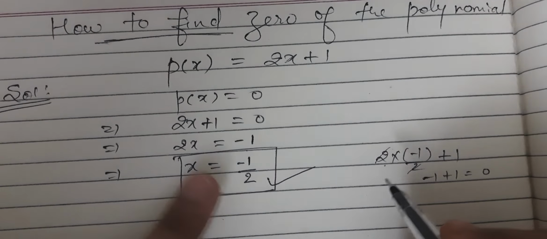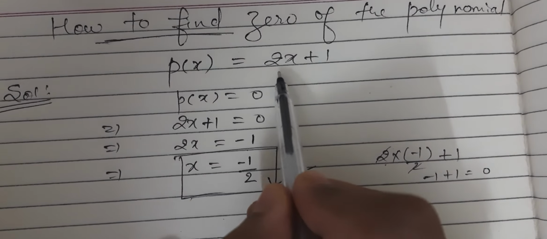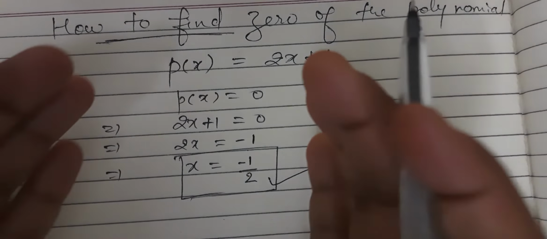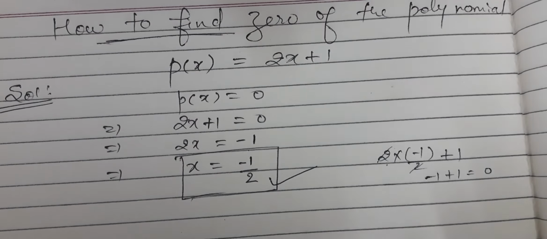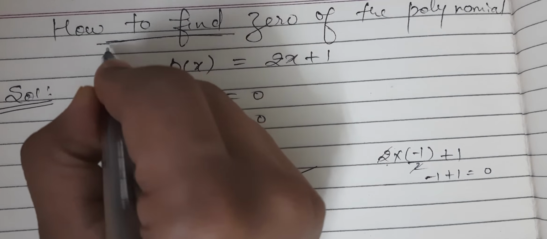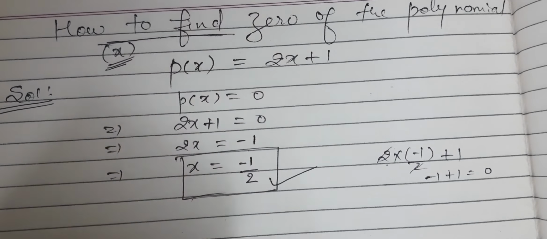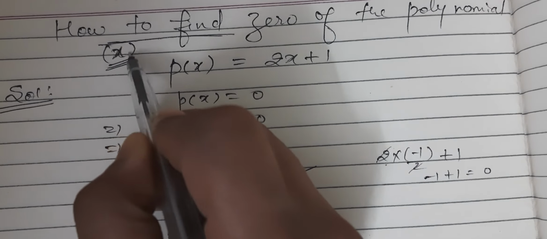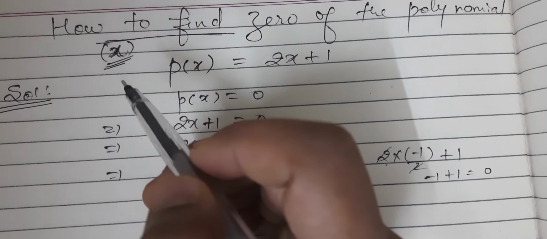Okay, and how to find the zero of a polynomial? Just equate the given polynomial to 0. Whatever the polynomial is, you put it equal to 0 and simplify. To find the zeros, what we have to find actually is the value of x.